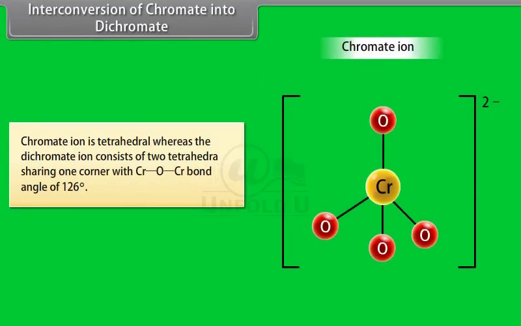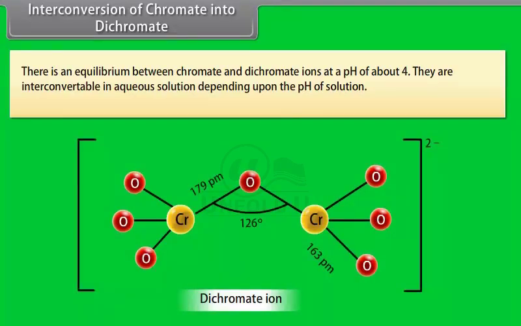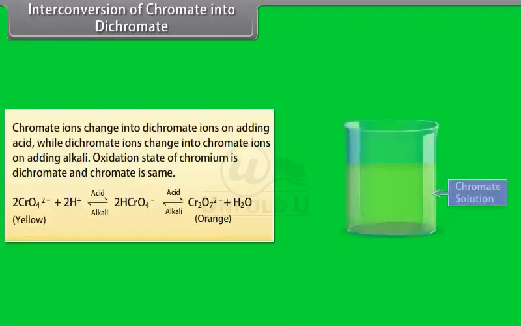Interconversion of chromate into dichromate. The chromate ion is tetrahedral, whereas the dichromate ion consists of two tetrahedra sharing one corner, with a chromium-oxygen-chromium bond angle of 126 degrees. There is an equilibrium between chromate and dichromate ions at a pH of about 4. They are interconvertible in aqueous solution depending upon the pH of the solution. Chromate ions change into dichromate ions on adding acid, while dichromate ions change into chromate ions on adding alkali. The oxidation state of chromium in dichromate and chromate is the same.